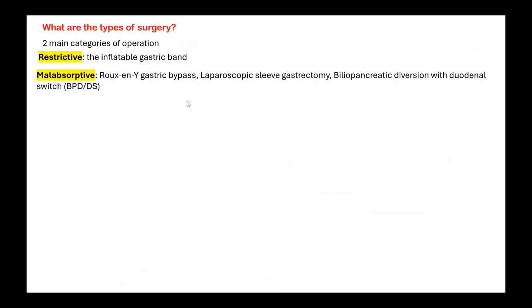The types of surgery can be classified into two categories: restrictive, where an inflatable gastric band is placed, and the second is malabsorptive, where the gastric bypass, laparoscopic sleeve gastrectomy, biliopancreatic diversion, and duodenal switch are all done.